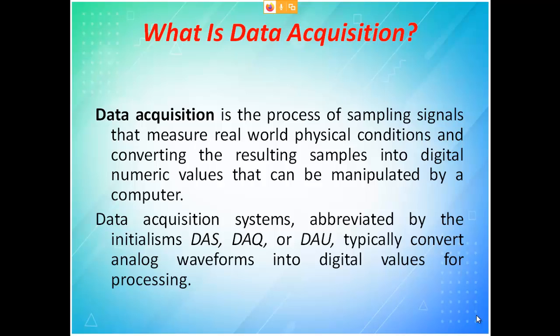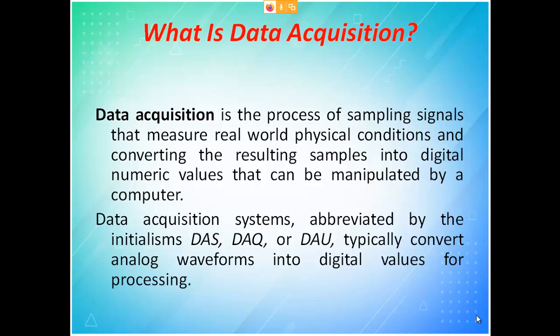That is what we call sampling the signal: measuring the real-world physical condition and converting the resulting sample into a digital numeric value that can be manipulated by the computer. Manipulation by a computer can be done only after getting the numeric value, and this numeric value is obtained by sampling.